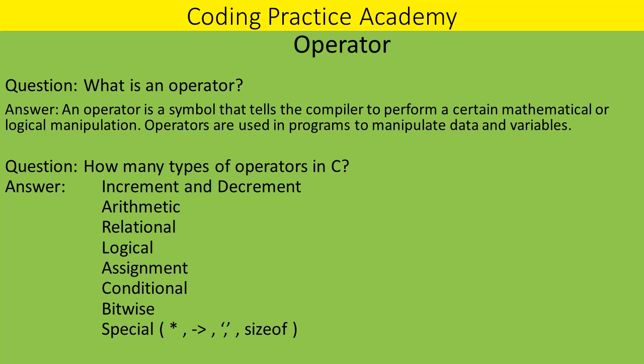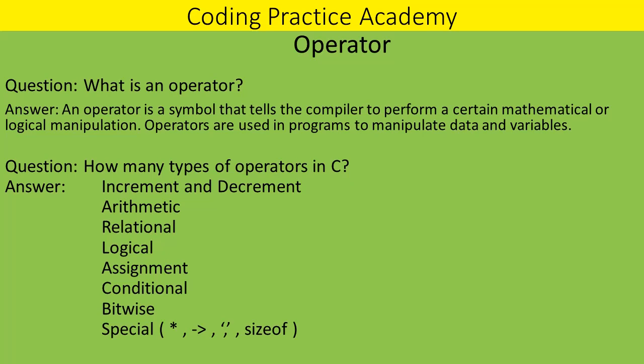Today we learn operators in C. First of all, we need to know what is an operator. As per definition, an operator is a symbol that tells the compiler to perform a certain mathematical or logical manipulation. Operators are used in programs to manipulate data and variables.